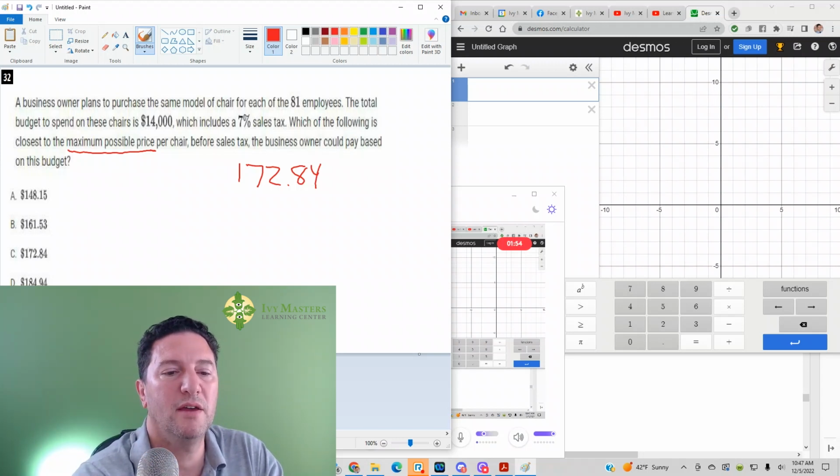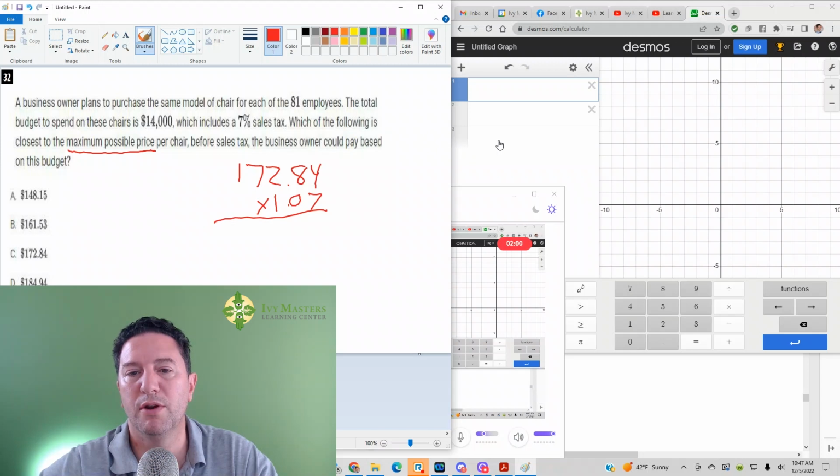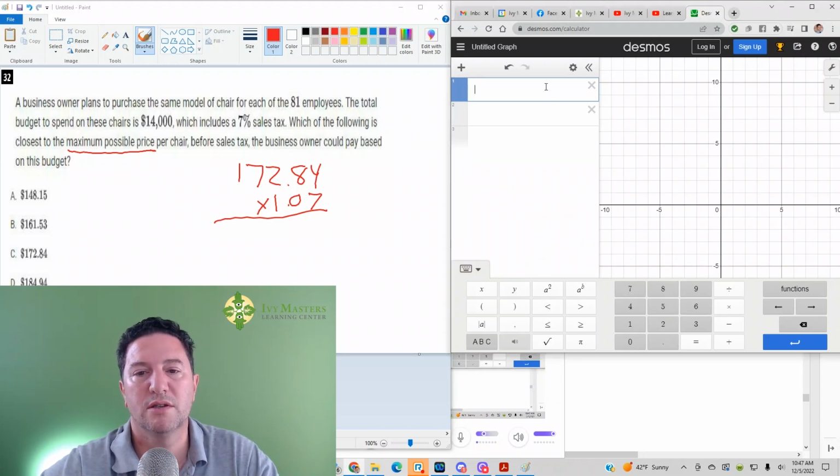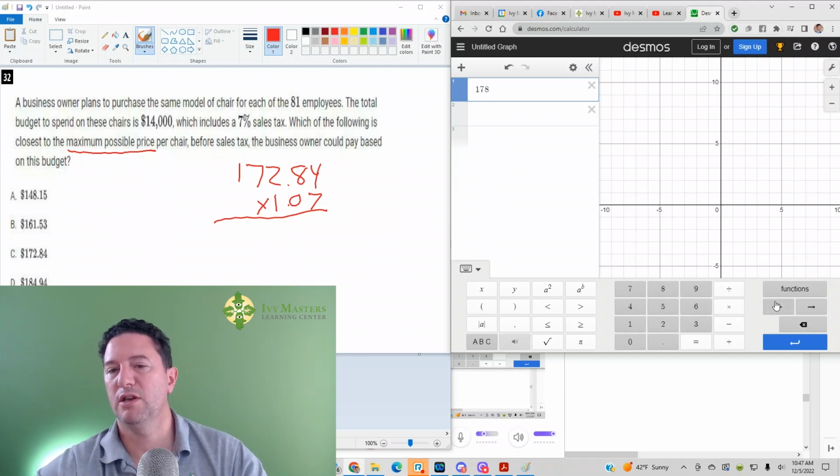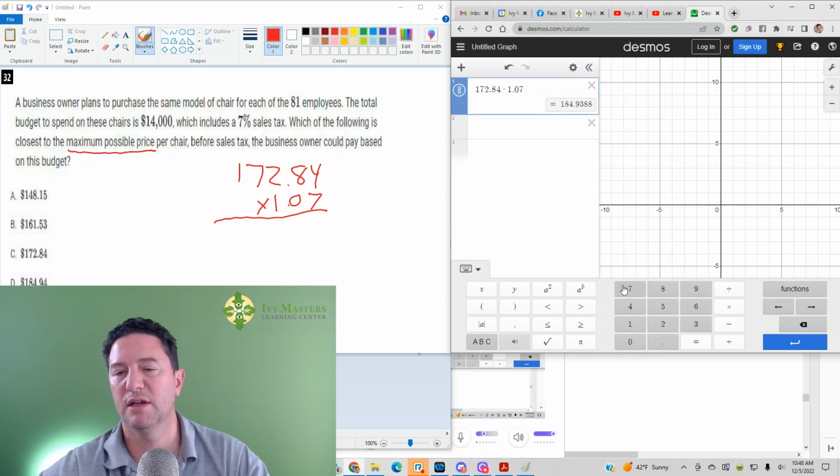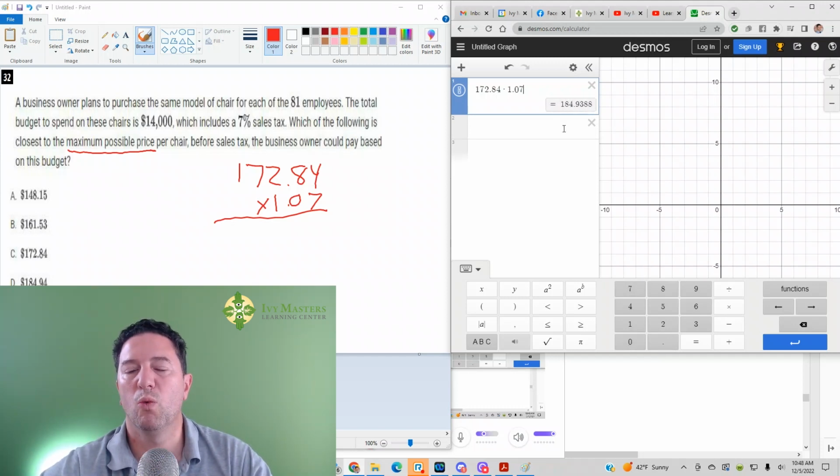So if I multiply this by 1.07, let's see what I get. And I've got my Desmos open over here that I could use. So down below, notice here, you could click on this. This is your keyboard. You could do 172.84 times 1.07. Still getting used to Desmos here. And notice it says it there, 184.93, blah, blah, blah.